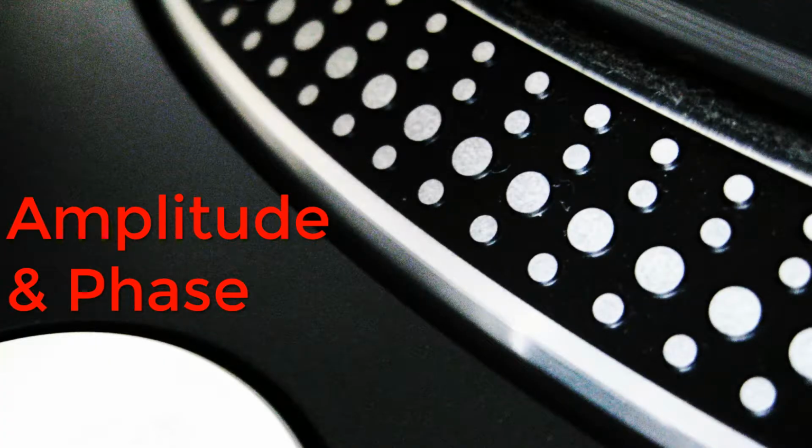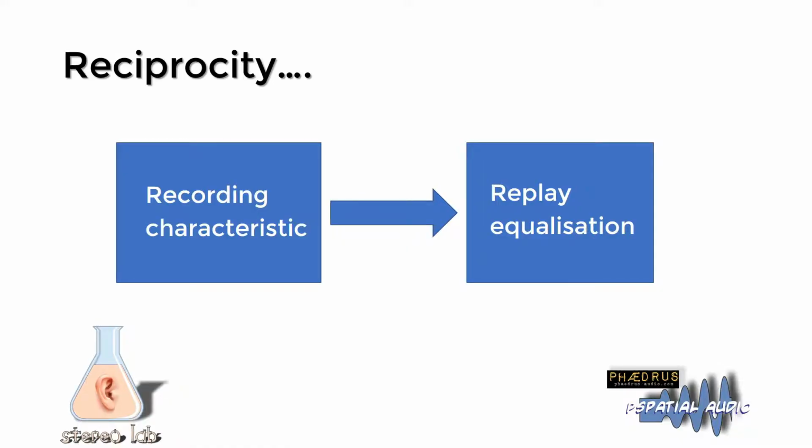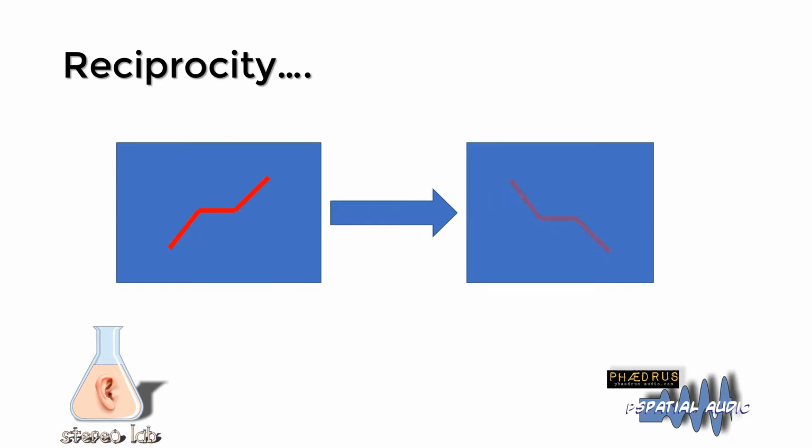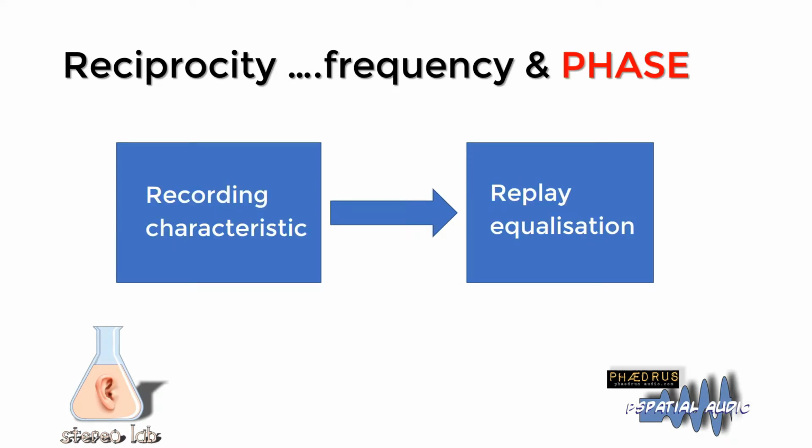Now, a little appreciated fact about phono equalisation, even amongst collectors, is that you need to equalise both the amplitude and the phase. Reciprocity is a byword of recording characteristic and replay equalisation. Essentially, if that characteristic is what's recorded, so let's say here there's cut bass and boosted treble, then what you need on replay is a complementary characteristic, and that's well understood. But in fact, you need reciprocity in both frequency and phase.